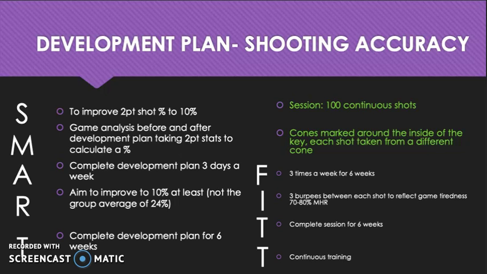The target's realistic because instead of developing the shooting percentage to match the group average, I've made it to increase it to 10%. The group average was 24%, somewhere around there, which means it's just more realistic to her as an individual. And the target is time bound because the athlete is required to follow a development plan for 6 weeks, and that will be when I reevaluate her.